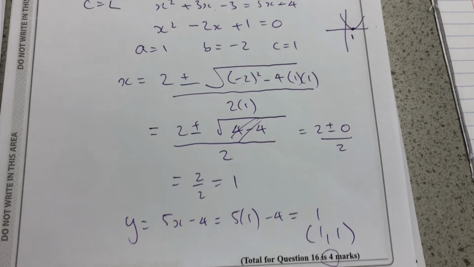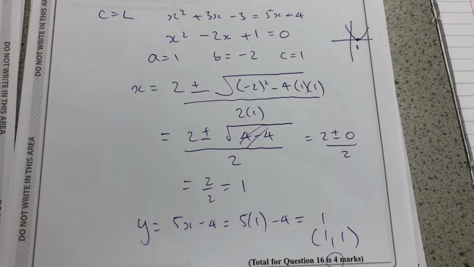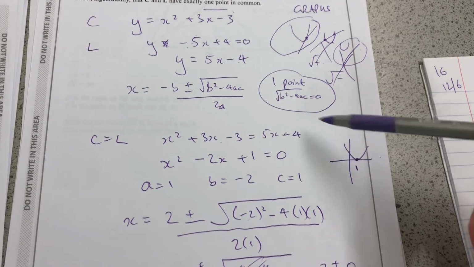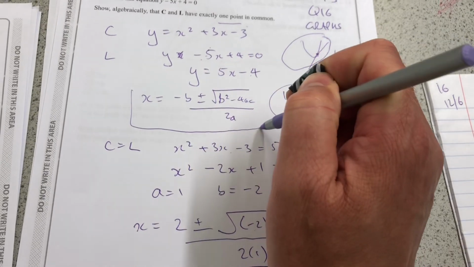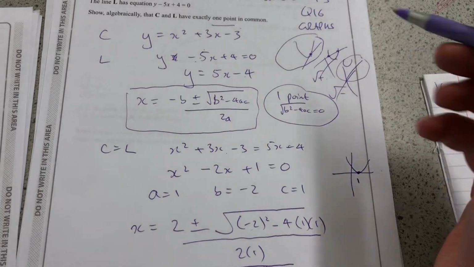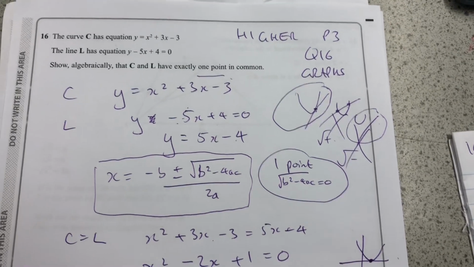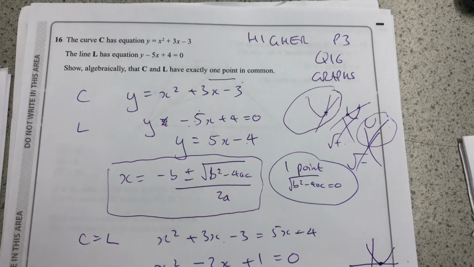I'm still just under 4 minutes, with a bit of chat about all the explanation, trying to understand it graphically as well as algebraically. But the key thing to use here is the quadratic formula and understanding what's going on under that square root sign. That's GCSE Maths Higher, paper 3 on graphs.